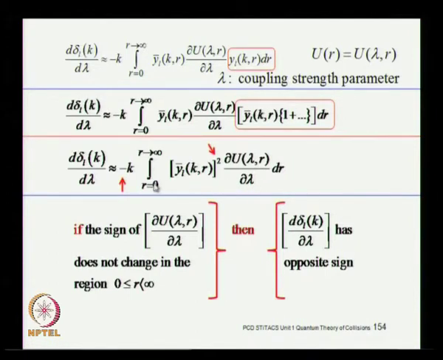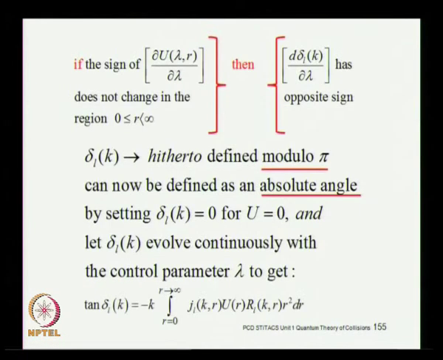The reason it is opposite is because there is a minus sign here, the other factor is positive, and its value does depend on r, but we are presuming that this derivative of u with respect to lambda is not changing its sign in the entire range of integration, okay. So, d delta by d lambda will have opposite sign. Now, what this helps us is the following, that this phase shift, which is defined modulo pi, can now be defined in an absolute manner, because we can set the value of delta, that angle, to be equal to 0 when u is equal to 0, okay.